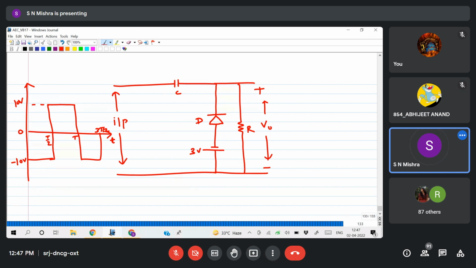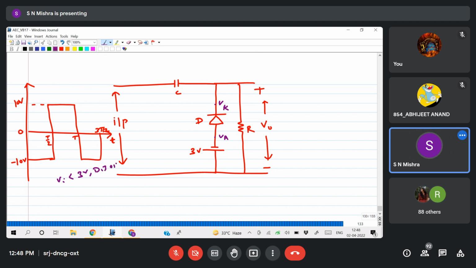See here. Anode is connected to minus 3 volt. Cathode must be less than minus 3, then the diode is on. So Vi must be less than 3 volt.